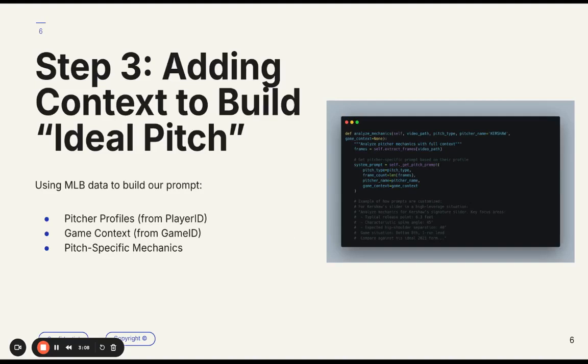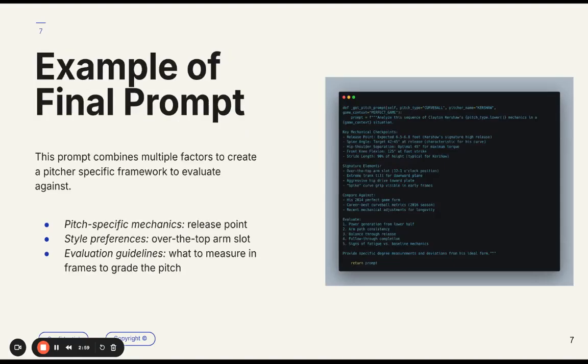So I went ahead and I built the ideal pitch. I added a player profile from the MLB data, I added game context from MLB data, and I looked at pitch-specific mechanics. This allowed me to generate my final prompt. You can see for the Clayton Kershaw curveball, things like his ideal release point, where he wants his over-the-top arm slot, and things like looking at his leg drive were all now being considered by Vertex AI before judging him. So this was a great final prompt.